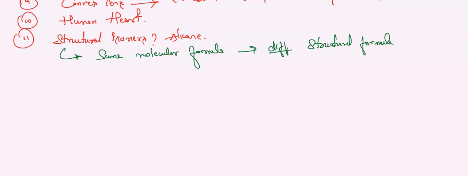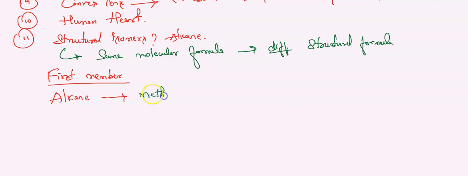Are you getting, children? So which is the first member of the alkane group? Methane. Very good. Children, here I want to point out one important note. Remember, which is the first member of the alkane group? Important question, don't forget.